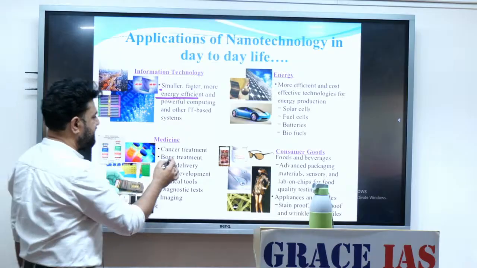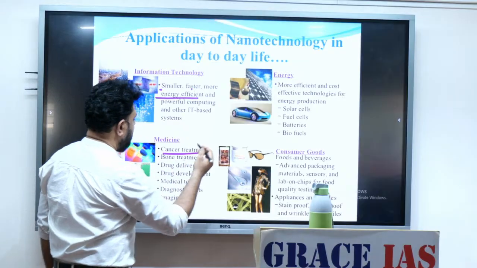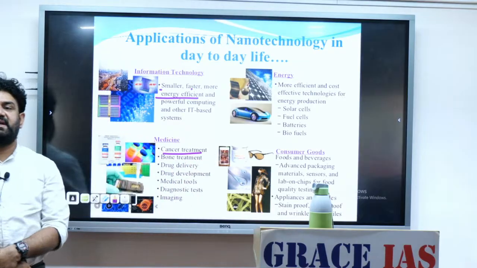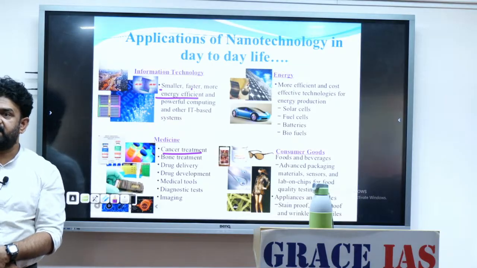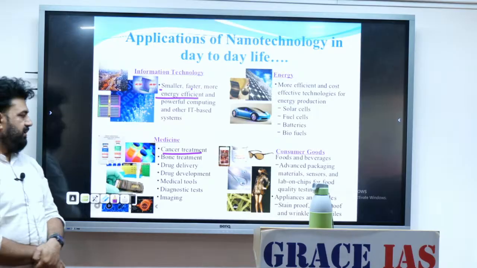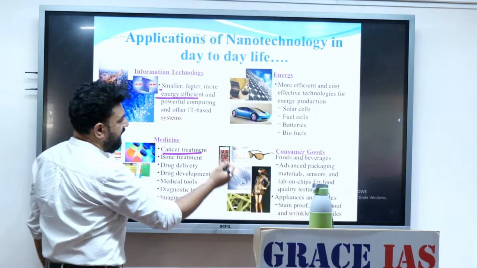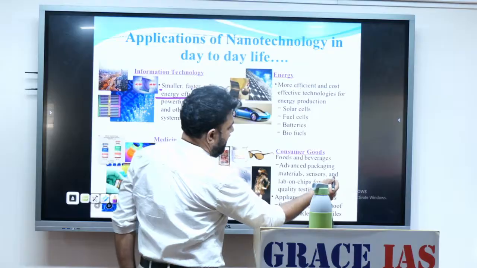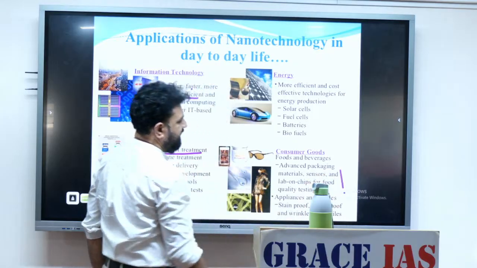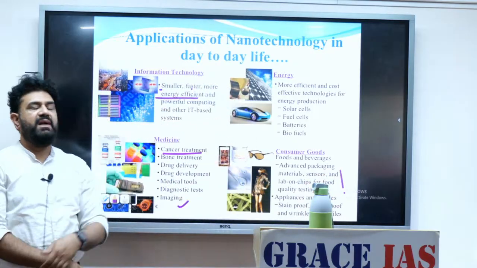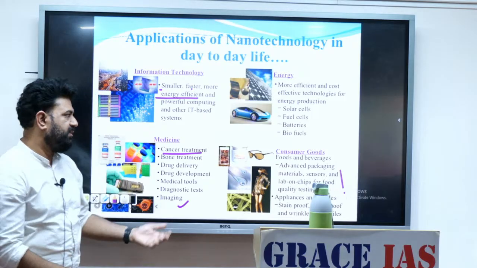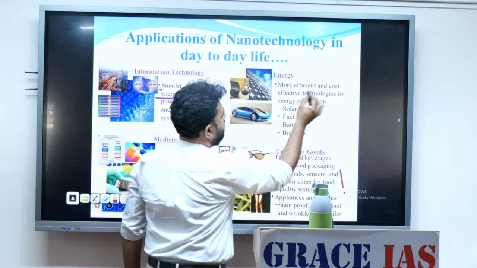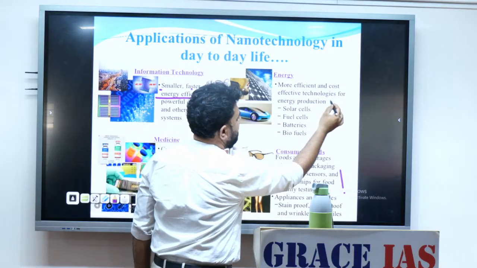Next is medicines. We mentioned this here. Nano electromechanical systems can deliver drugs to the specific area without wastage. No side effects. Possible? Possible. You know how. And then consumer goods, for advanced packaging material, sensors and lab on chips for food quality testing. Very thin sensors can be arranged on food particles. Yes, possible.